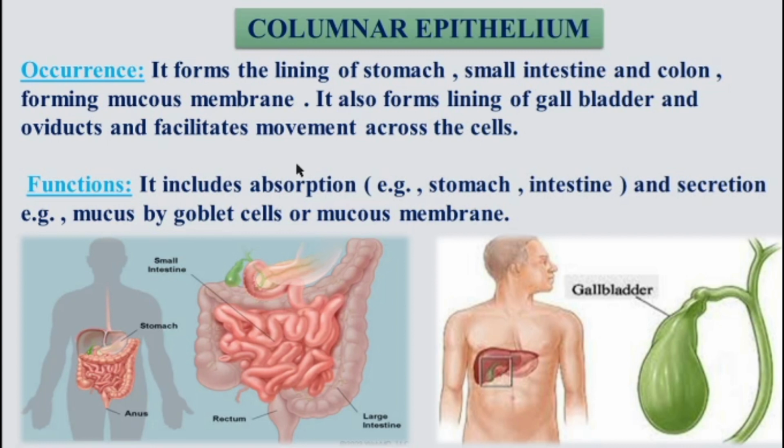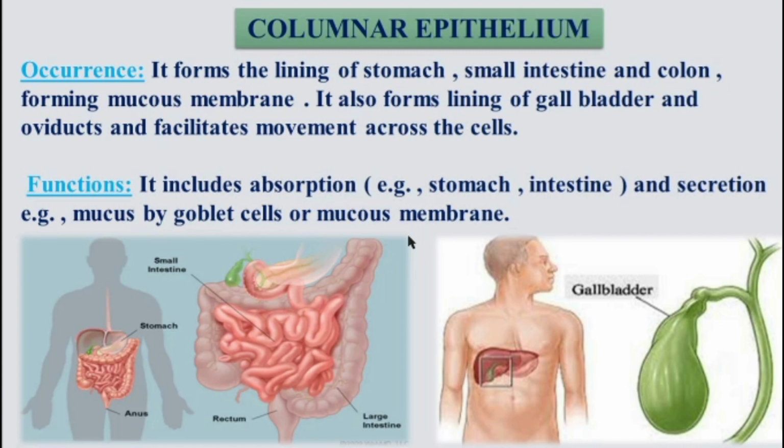Now look at this picture: small intestine, stomach region. It is the gallbladder. These are the organs in the animal body made up of columnar epithelium. What is the main function? It includes absorption in the stomach and intestine, and secretion, for example mucus by goblet cells or the mucous membrane.